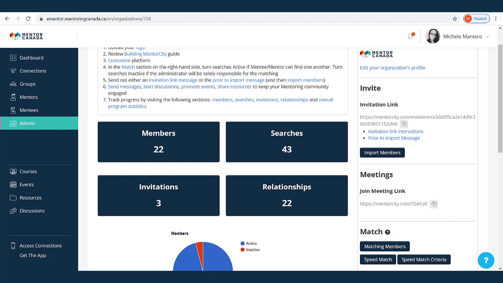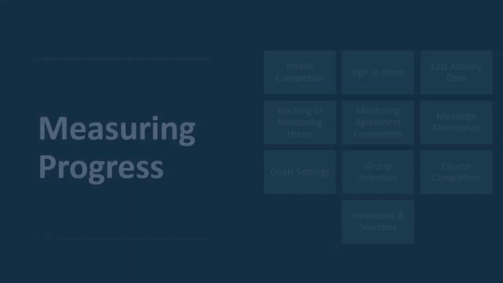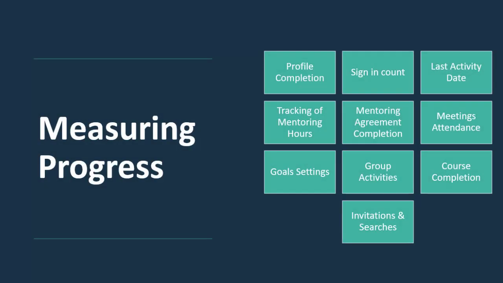So once you've customized the platform and you've engaged mentors and mentees to join the program on the platform, you now want to keep an eye on how things are going. Well, here are a few things you want to look at to make sure that people are progressing well within the platform. You want to look at their profile completion rate, their signing count, what's the last activity date, so the last time they've signed into the platform.